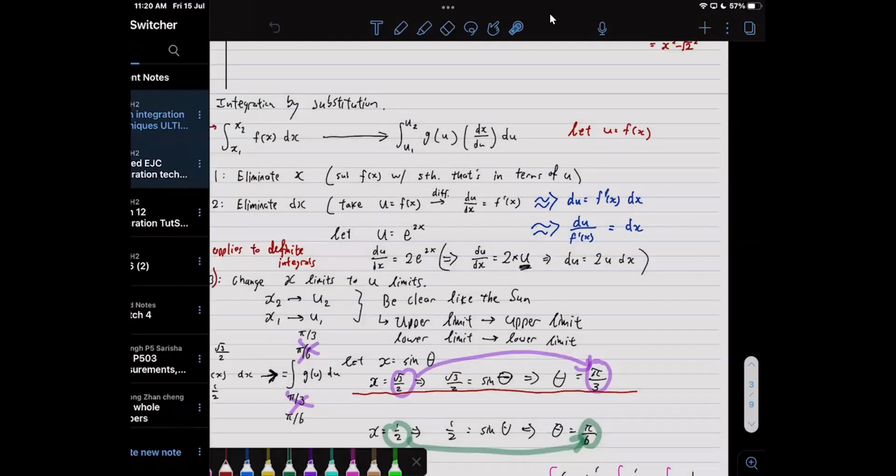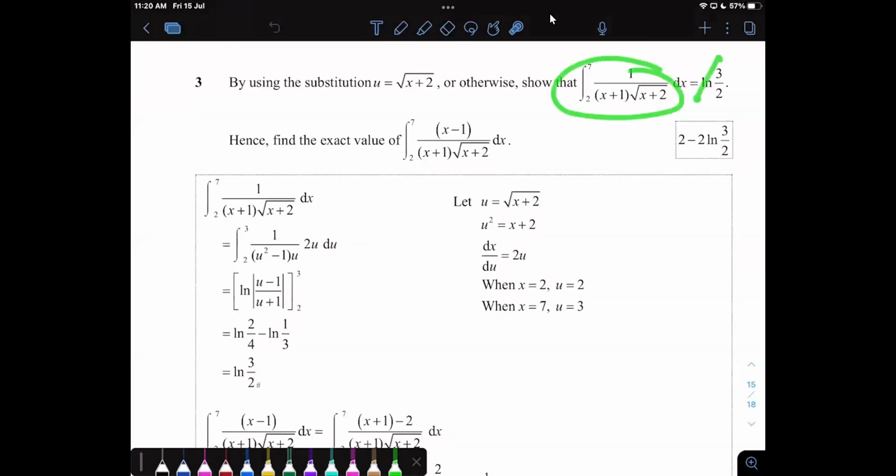Substitution u equals square root x plus 2. Then show that the integral of this guy is ln of 3 over 2. So let's see how they did it. So you start with u equals square root x plus 2. Square both sides, you get u square equals x plus 2. Here they make x the subject. The plus 2 brings over. So it means that we get x equals u square minus 2.